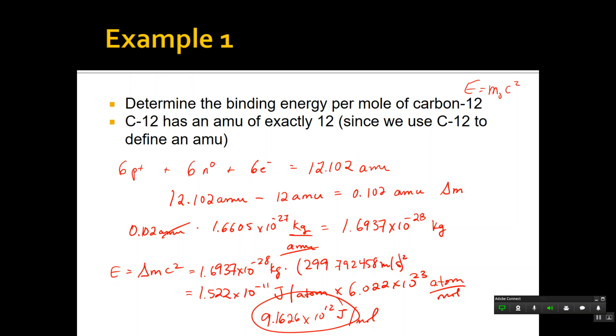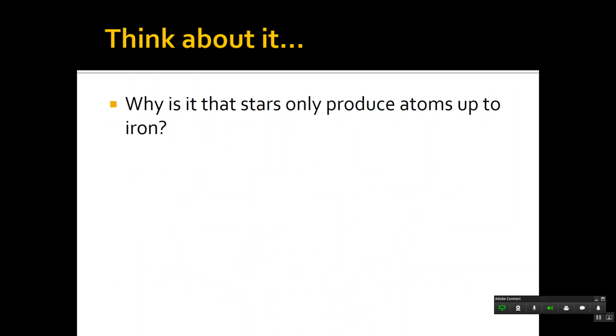So I want you guys to think about this. I asked it to you. Why is it that stars only produce atoms up to iron? We already talked about this as well, but try to think about this on your own. It has to make logical sense in your mind.